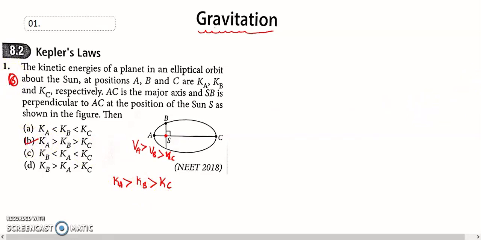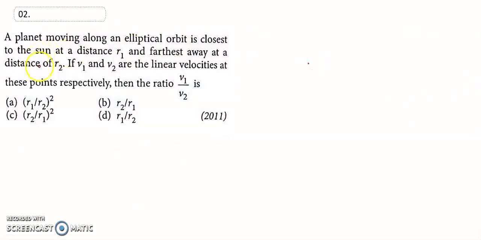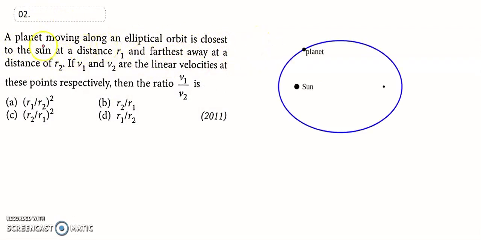Then question number 2. A planet is moving along an elliptical orbit. Closest to the sun, at a distance of r1. So this is the planet, moving along the elliptical orbit closest to the sun at the distance of r1.